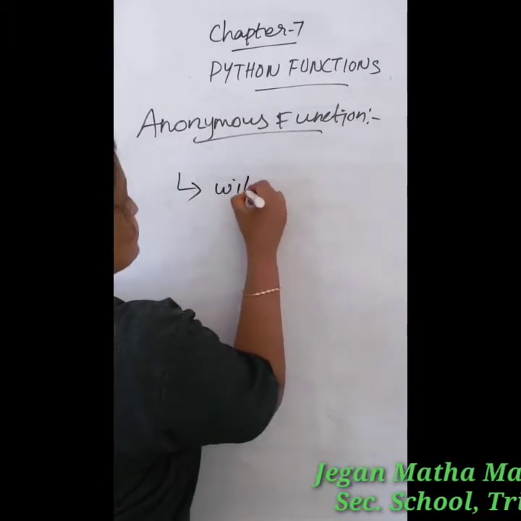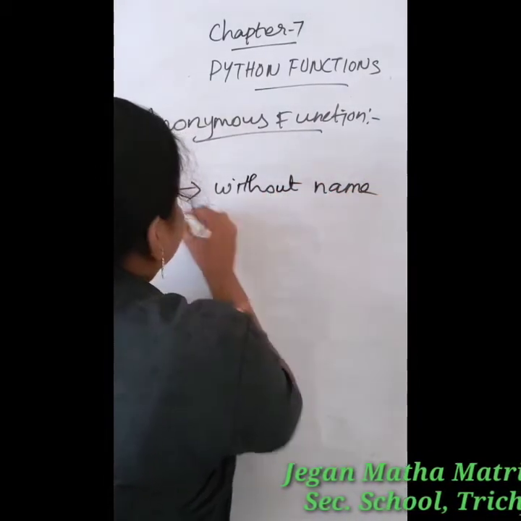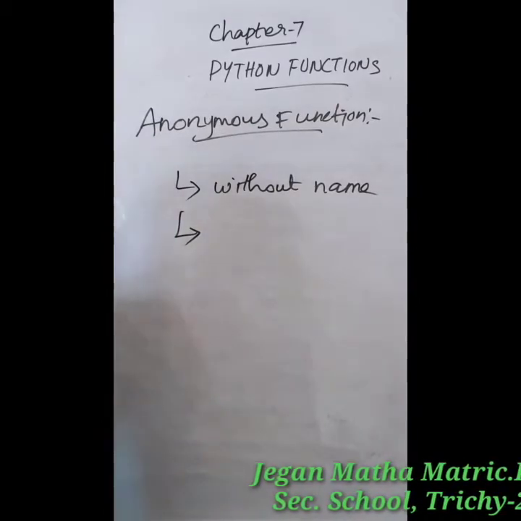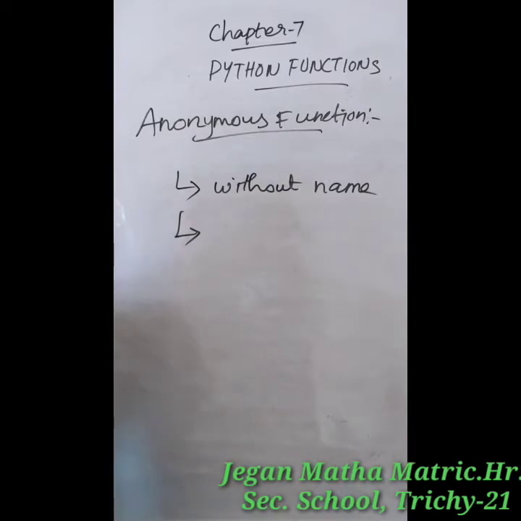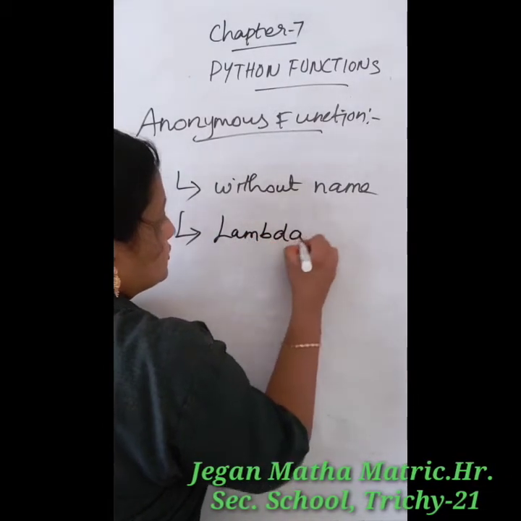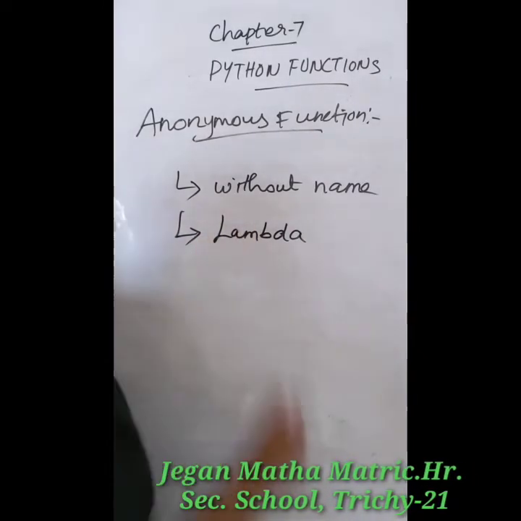So in an anonymous function we are going to define it without a name. In a normal function, that is a user defined function or some other functions, we use the keyword def, but in an anonymous function we use the keyword lambda. So another name for an anonymous function is the lambda function.